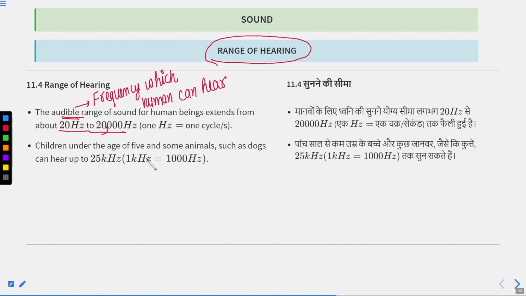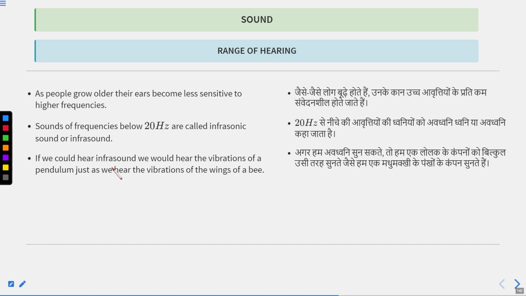Children under the age of 5 or some animals such as dogs can hear up to 25 kilohertz of frequency. 20 hertz to 20,000 hertz is the hearing range or audible range of humans. As people grow older, their ears become less sensitive to high frequency, so older people cannot hear higher frequency sound. 20 hertz to 20,000 hertz is our hearing range. We can hear sound between this range.